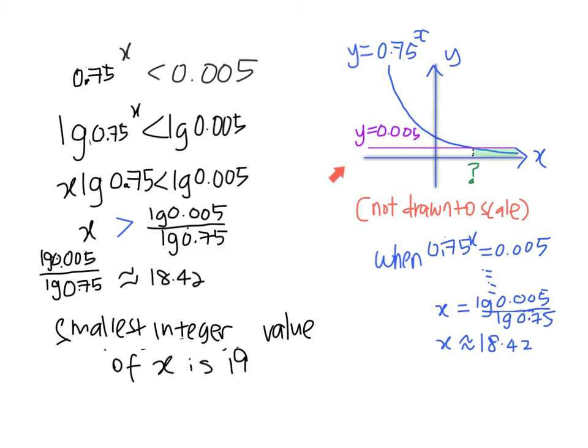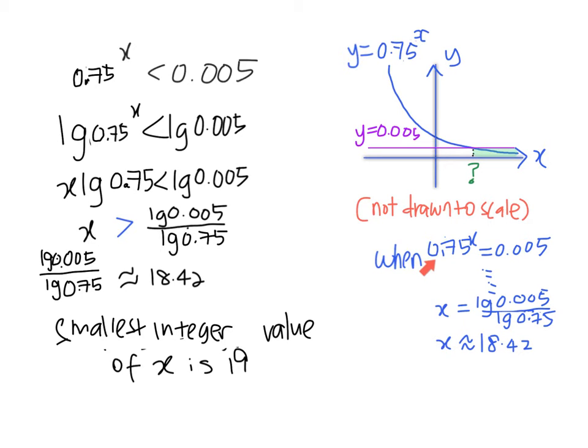Some students may prefer to consider from the graphical aspect. This will be the range of values of x such that 0.75 to the power x is less than 0.05. For this range of values of x, the curve is below the line. At the point of intersection, 0.75 to the power x is equal to 0.05.